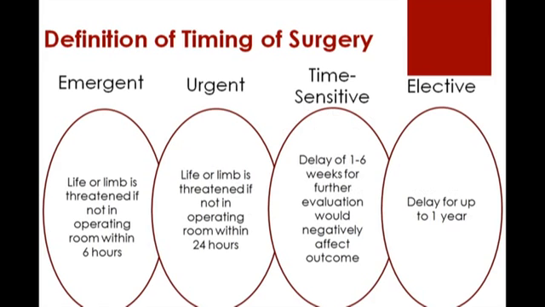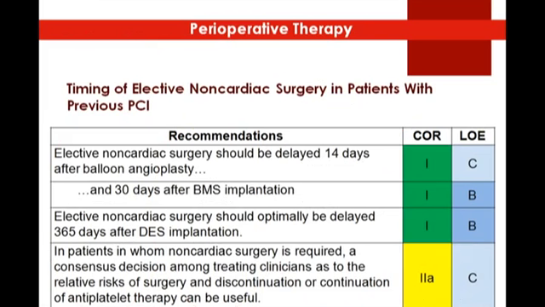Now, definition of timing of surgery is very important. Is it an emergency, urgent, time-sensitive, or elective? Elective is very easy. You can postpone it as much as possible, at least 1 year. Emergency, the patient has to be in the OT as soon as possible, within the next 6 hours. Otherwise, he's either going to lose his life or he's going to lose a limb, and anything else is in the middle. Now, we come to the timing of elective non-cardiac surgery in patients who had prior percutaneous coronary intervention. As we said, it is important to give the patient the minimal acceptable period. And these are elective procedures.